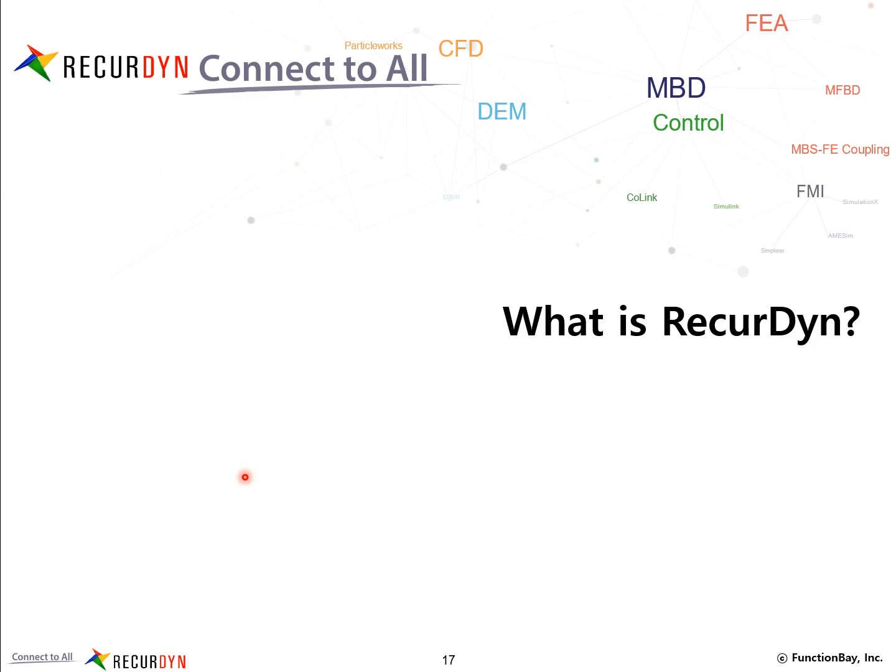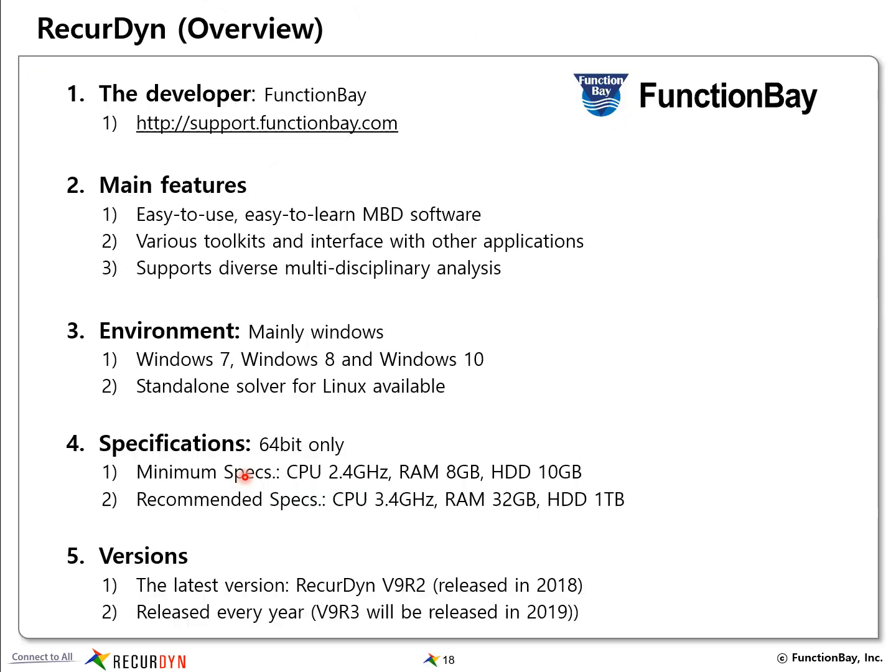I have introduced the background of MBD and RecurDyn so far. Now, let me introduce what RecurDyn is. RecurDyn is an MBD software developed by FunctionBay. This is the web page. RecurDyn is easy-to-use and easy-to-learn software which provides various toolkits and interfaces with many other software. Also, it supports diverse multidisciplinary analysis.